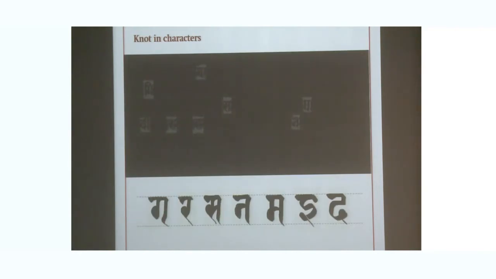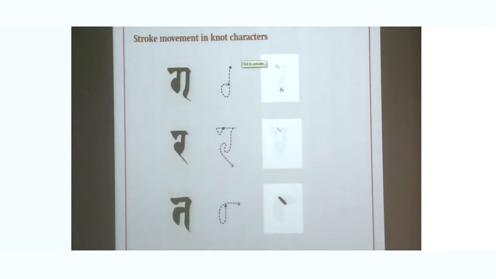As we see in vertical terminals and curvature, the knot is a specific characteristic that we have in Devanagari. It is treated very differently in letters like G, R, N, and E. Let's see how they must have treated it. In G, the knot is very simple. It goes straight, turns up, and creates a blob there.